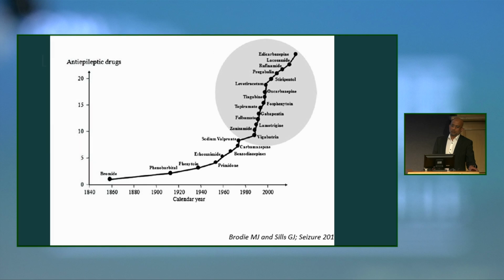So when we choose to treat the patient, what should we choose? There are so many drugs out there. There's the older generation anti-epileptics before 1972, and there's the newer generation. So what should we choose?